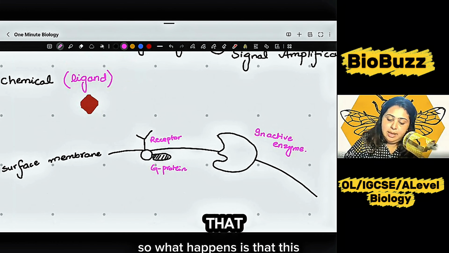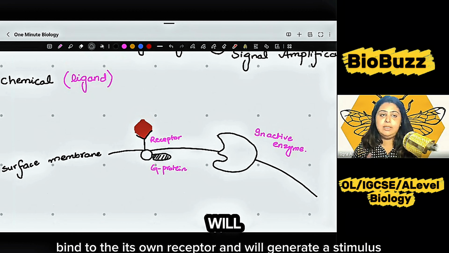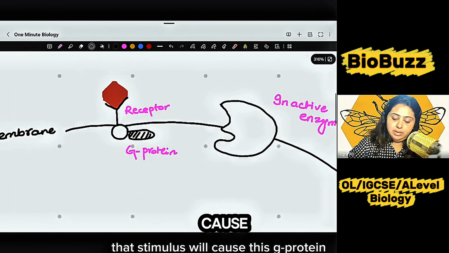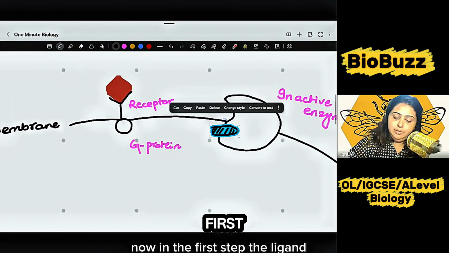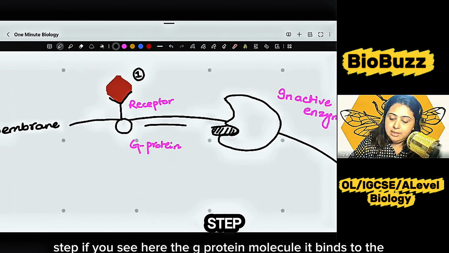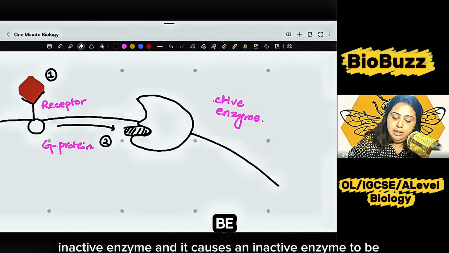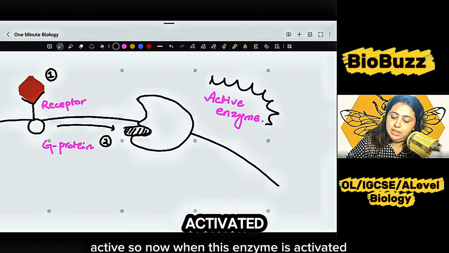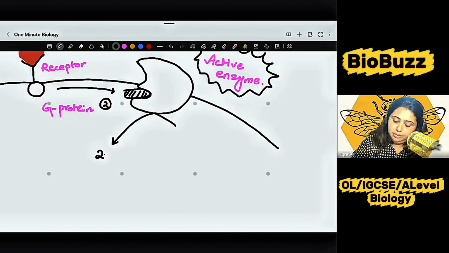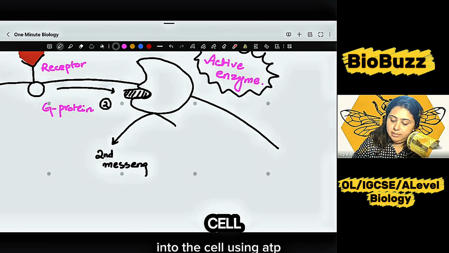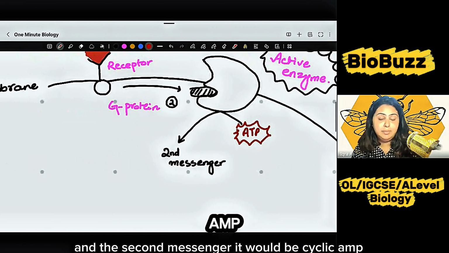What happens is that this ligand, which is complementary in shape to the receptor, will bind to its own receptor and generate a stimulus. That stimulus will cause this G protein to move and to bind with the inactive enzyme. So in the first step, the ligand binds to the receptor. In the second step, the G protein molecule binds to the inactive enzyme and causes the inactive enzyme to become active. Now this activated enzyme is going to release the secondary messengers into the cell using ATP. The second messenger could be cyclic AMP, which you have studied.